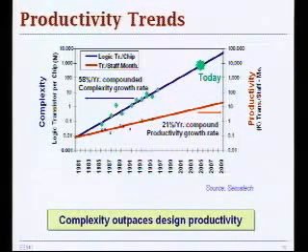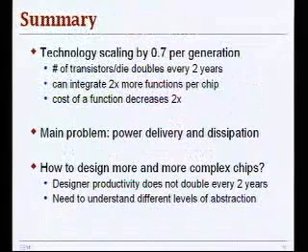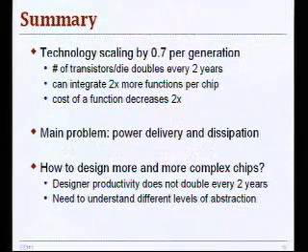So the complexity outpaces design productivity. Okay, so this is a summary of what we've discussed. Basically, technology scaling happened every technology generation by about a factor of 0.7. You would scale your device dimensions, width and length. You would also scale transistor threshold and transistor supply voltage. And as a result of technology scaling, the number of transistors per die doubles every 2 years.